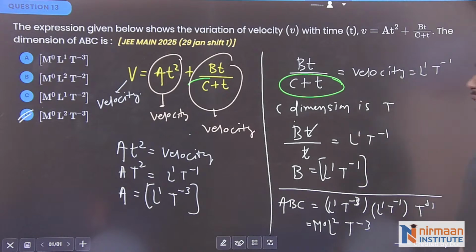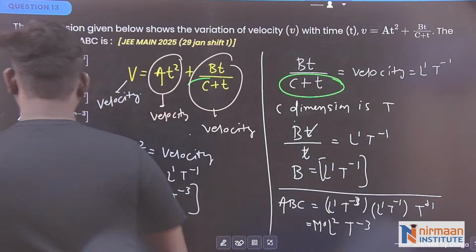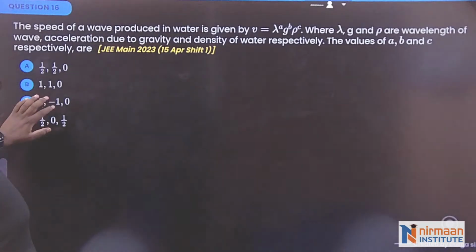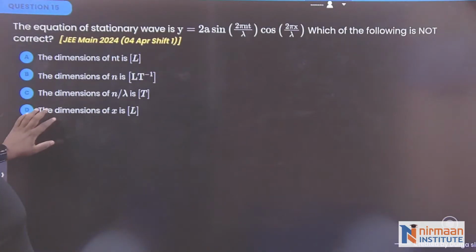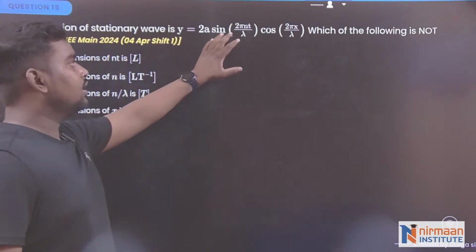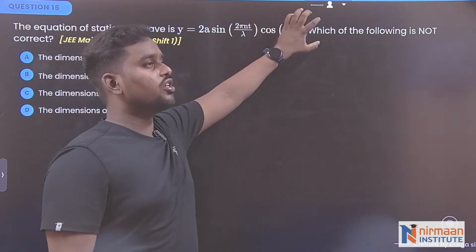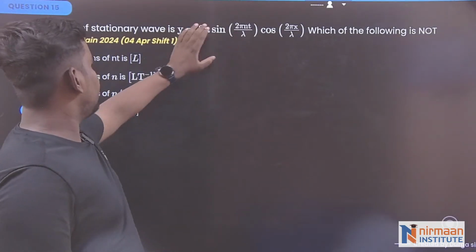Okay, and the rest of the things I'll give you as homework. I think 3 questions remain. See, again that idea is the same here. Sine of something has no dimension, so it also has no dimension. Okay, the idea is the same.